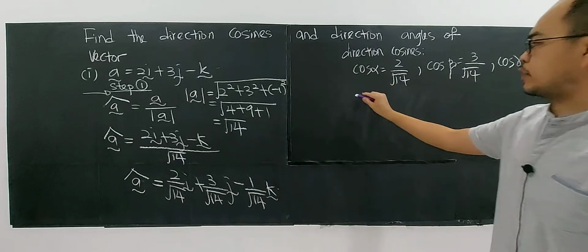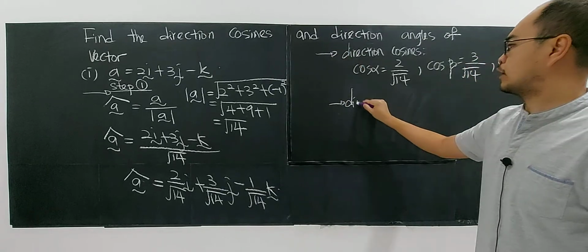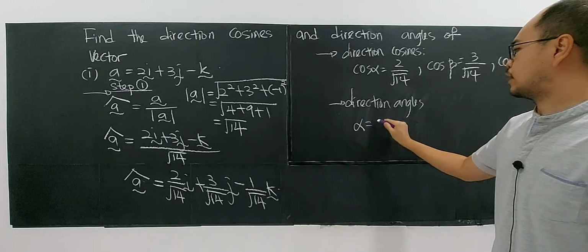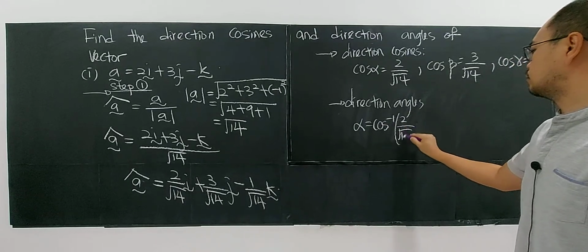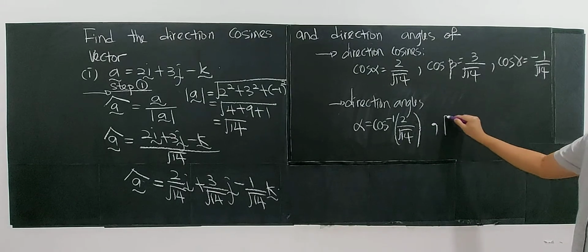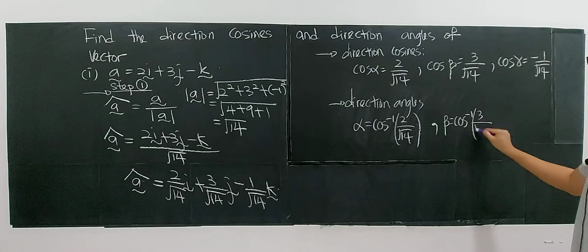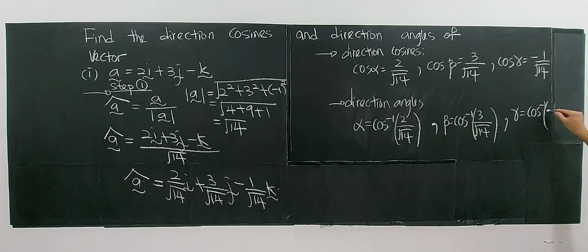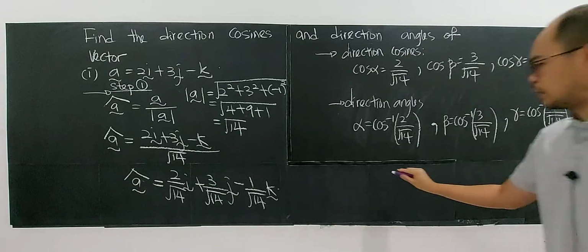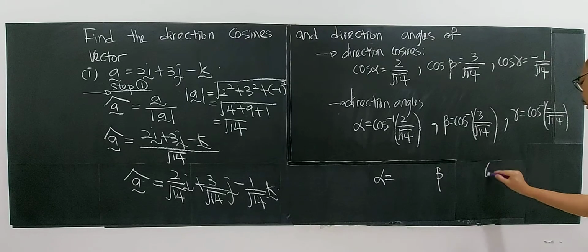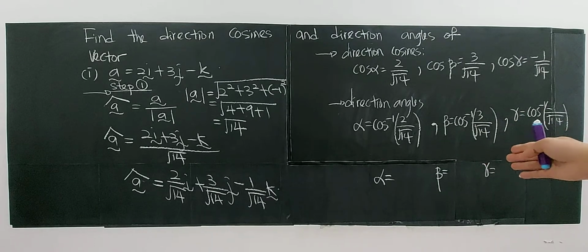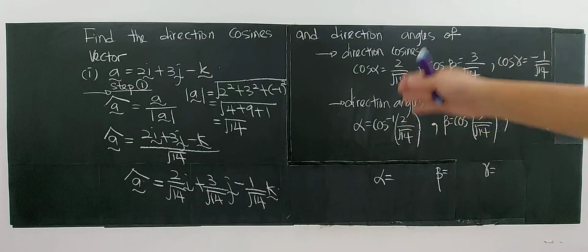But when the question asks you to find the direction angles, you have to understand the term. Direction angles refer to alpha, beta, and gamma. So alpha is the arc cos of 2 over the square root of 14. You can use a calculator to find the angle. Beta is the arc cos of 3 over the square root of 14, and gamma is the arc cos of -1 over the square root of 14. These direction angles are the angles inclined to the positive x-axis, the positive y-axis, and the positive z-axis. Alright, let's calculate the values.